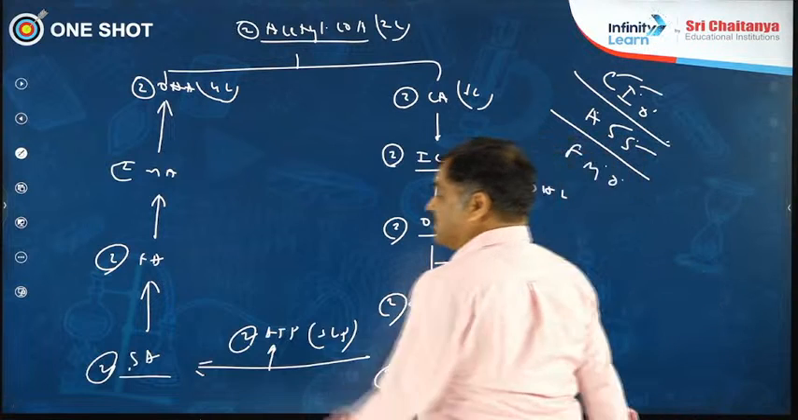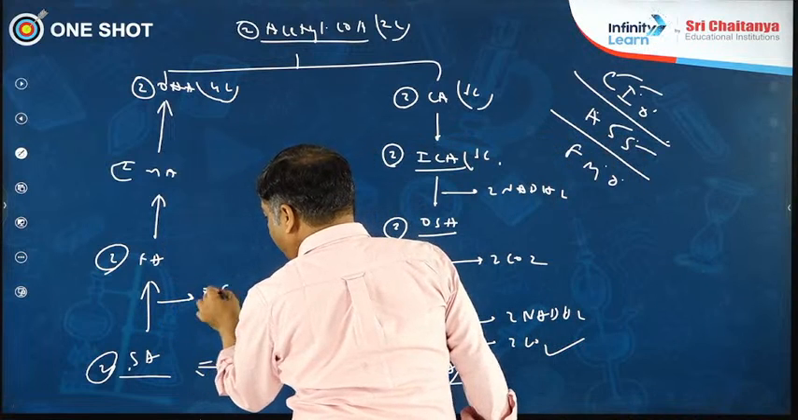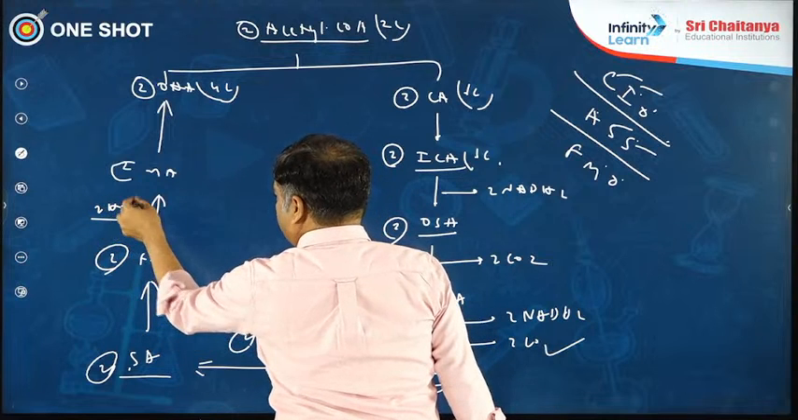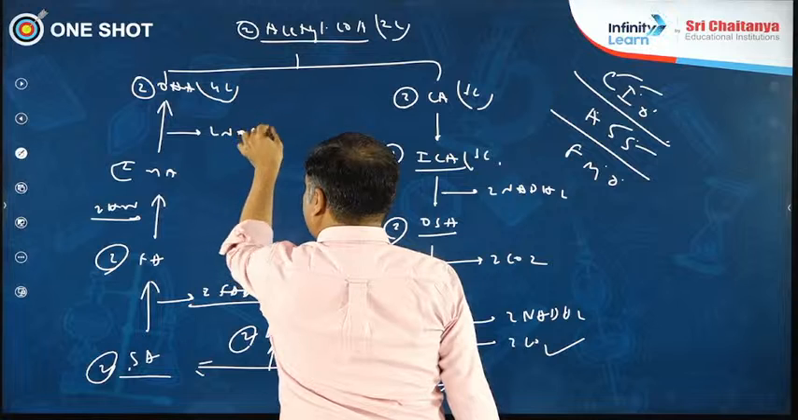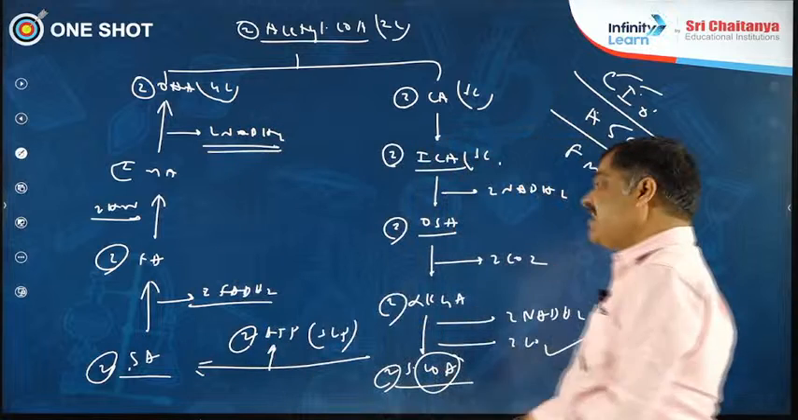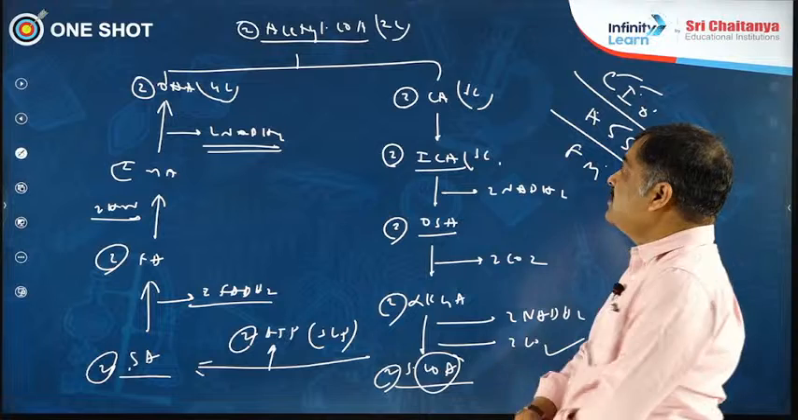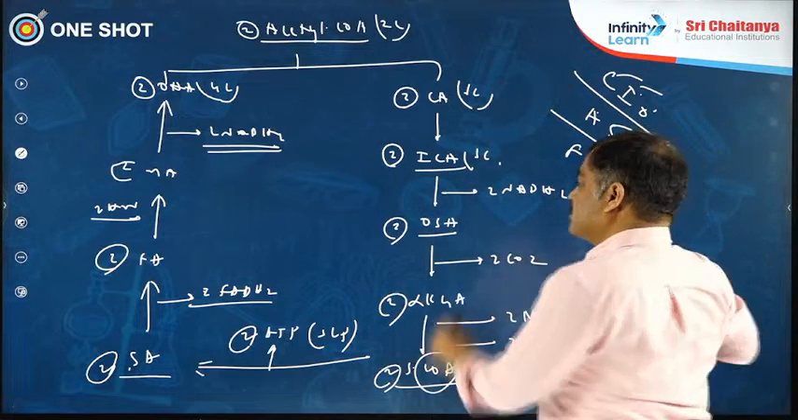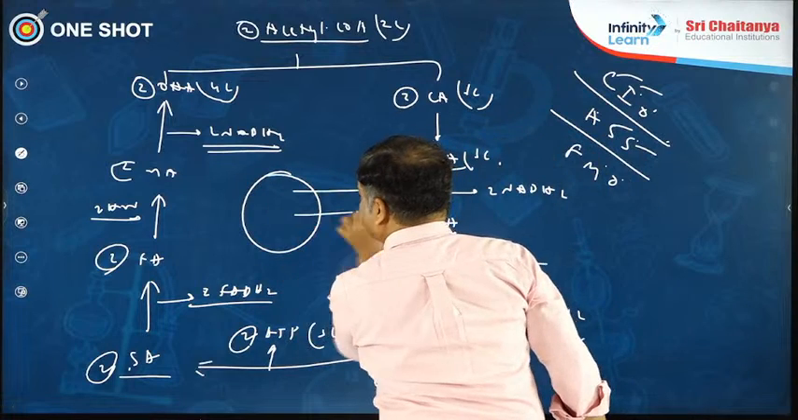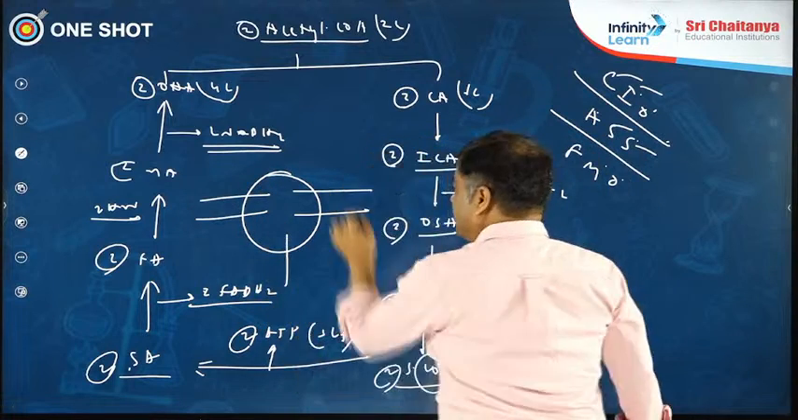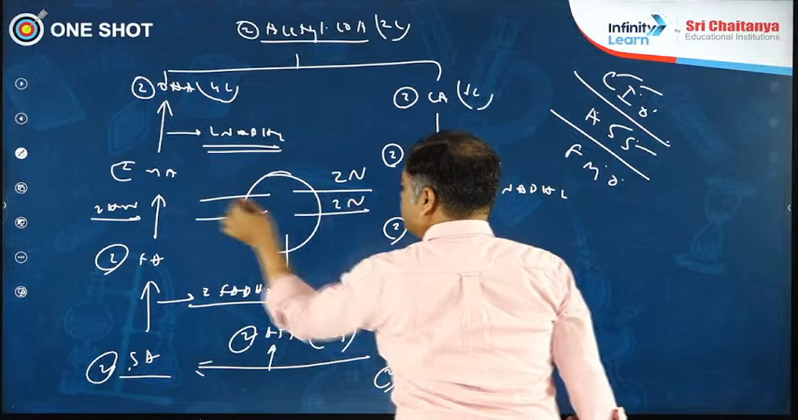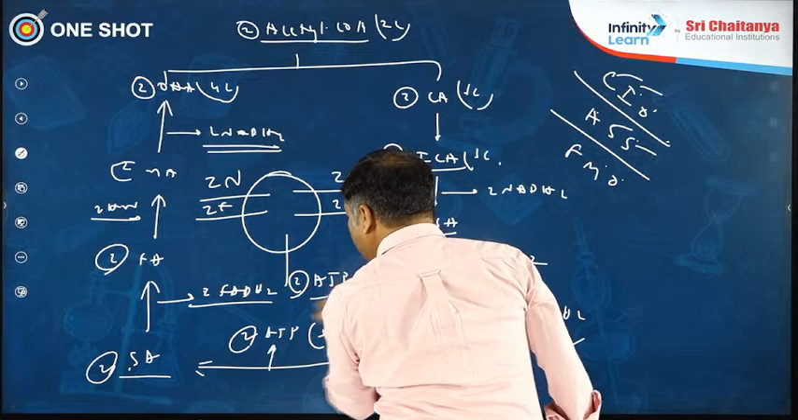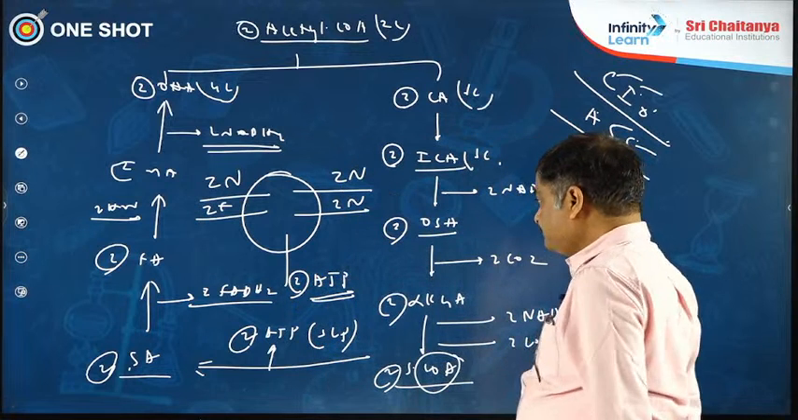Then succinic acid to fumaric acid. Here, 2 FADH2 formed. And fumaric acid to malic acid, 2 water utilized. Here also, oxidation, 2 NADH2. Your textbook says how many NADH2 formed in Krebs cycle for 1 molecule of glucose? Easy way, shall I tell you? Draw 4 lines like this and draw a line here: 2 NADH2, 2 NADH2, 2 NADH2, 2 FADH2, and this is the 2 ATP formed by substrate level phosphorylation.